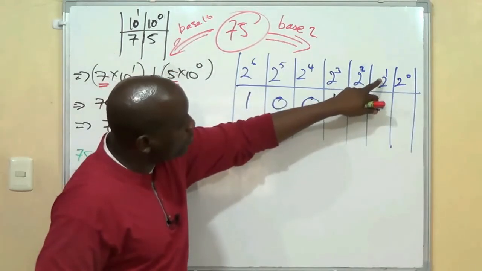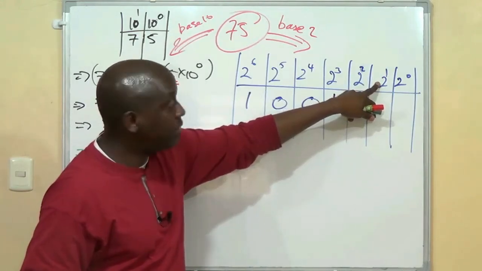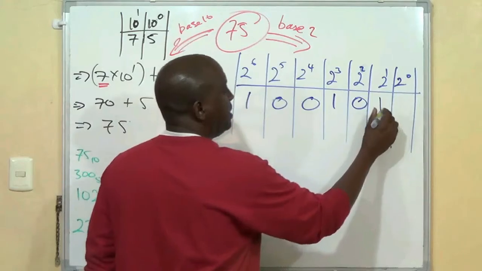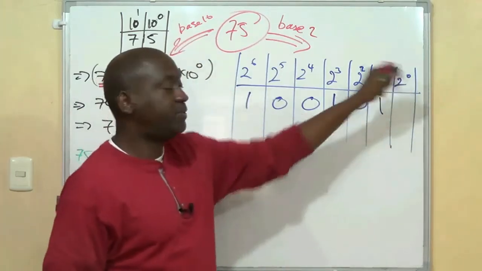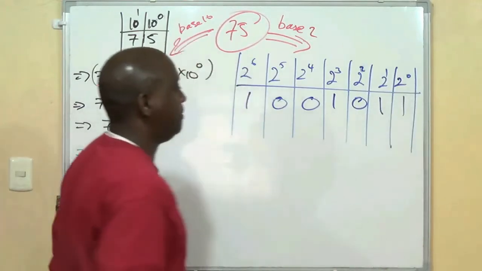2 to the power of 1 is 2. Aha! 3 divided by 2 is 1. 2 into 3 is 1, remainder 1. And then 2 to the power of 0 is, guess how much? 1. And we put the 1 right there.